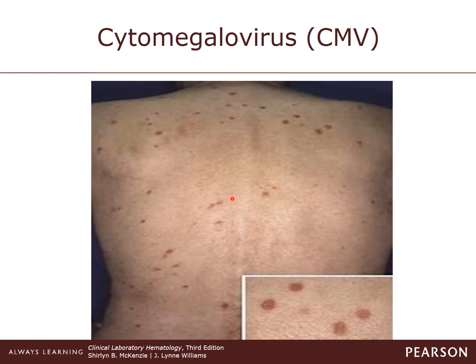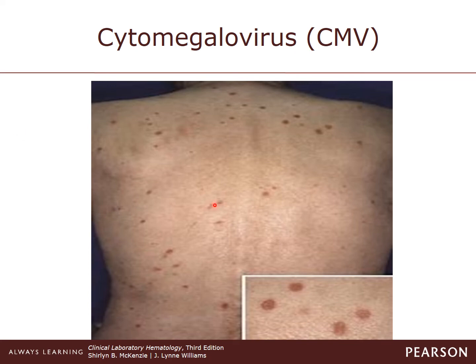Cytomegalovirus is the next condition that causes lymphocytosis, and it's an infection caused by the herpes group cytomegaloviruses that can be either congenital or acquired. Infection can occur in neonates when the virus from an infected pregnant woman crosses the placenta and infects the fetus. Acquired infection is spread by close contact, blood transfusions, and sexual contact.